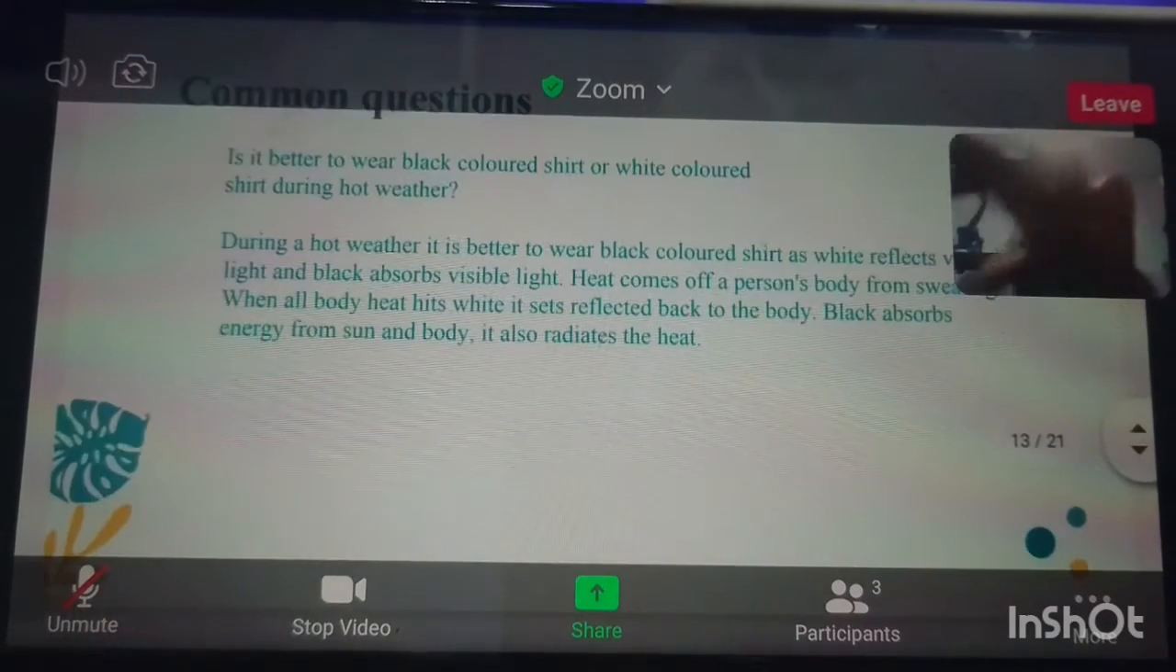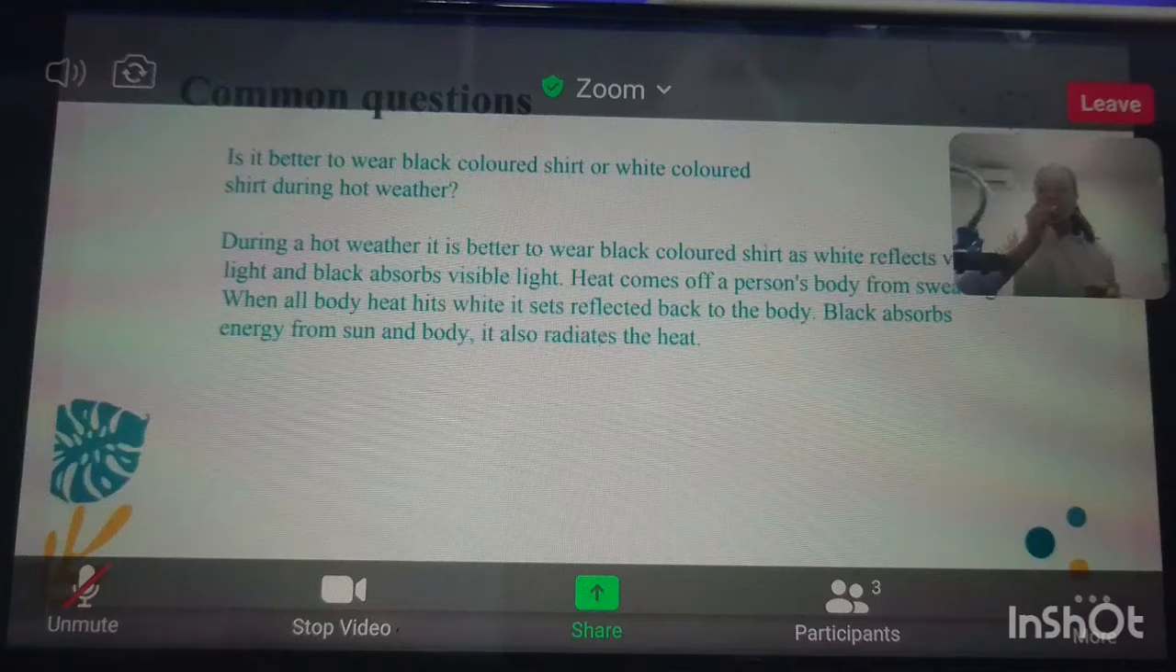And lastly, is it better to wear a black colored shirt or a white colored shirt during hot weather? During hot weather, it's better to wear a black colored shirt, as white reflects visible light and black absorbs visible light. Heat comes off a person's body from sweating. When body heat hits white, it gets reflected back to the body. Black absorbs energy from the sun and body. It also radiates the heat.